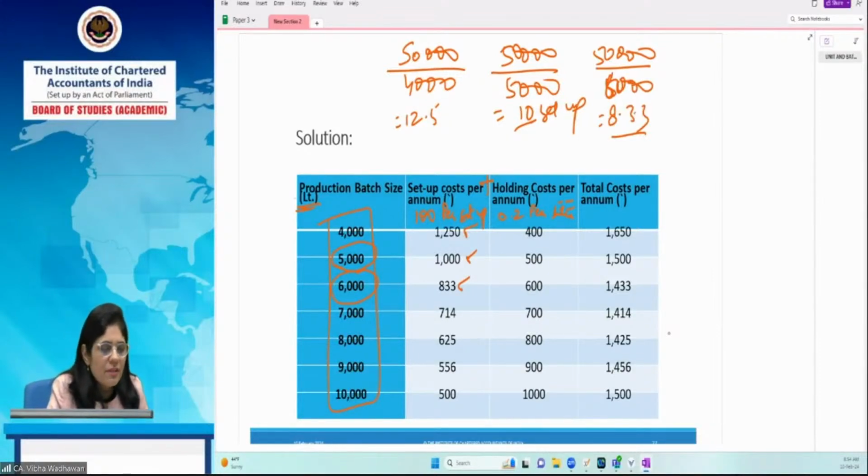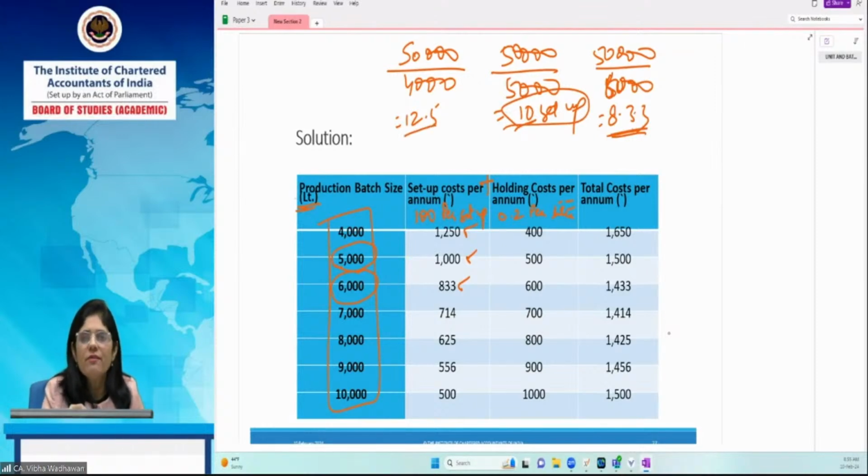If you do 7,000, how can we have half a setup? Yes, that's what I'm saying. Normally we convert it into full setups, since we can't have 8.33 setups. Otherwise we will have to run 9 setups. But here we are taking it like this. You can do it that way also, but then you cannot make the cost comparison, because for 10 setups you will have the exact cost, but for 8.33 or 12.5 you will have the rounded-off cost. Clear? So you can try that way also.